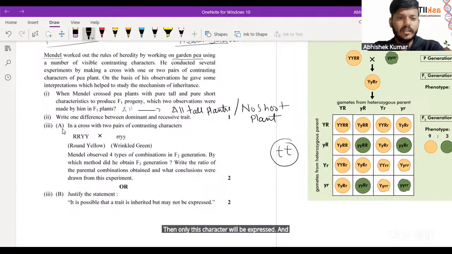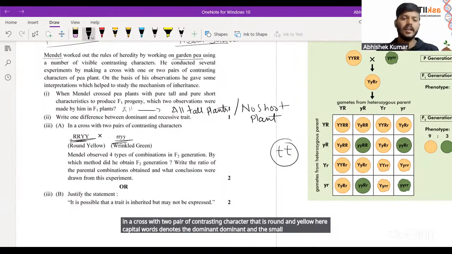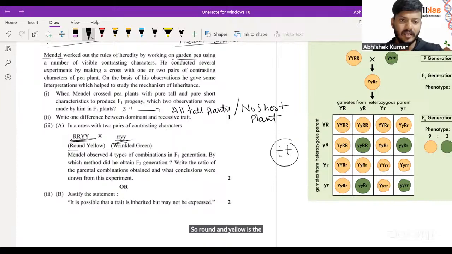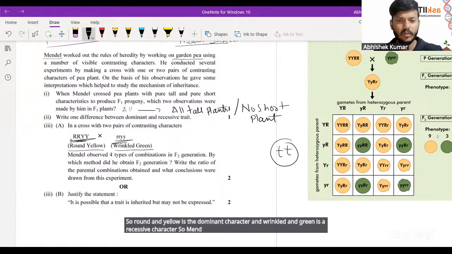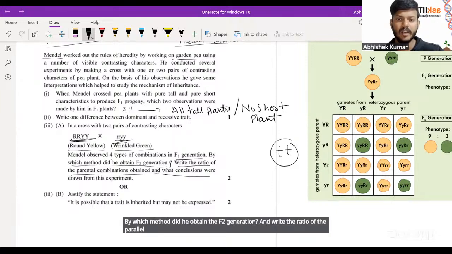And the next question is, in a cross with two pairs of contrasting characters, that is round and yellow. Here capital letters denote the dominant, and small letters tell us about the recessive character. So round and yellow is the dominant character, and wrinkled and green is the recessive character. Mendel observed four types of combination in the F2 generation. By which method did he obtain the F2 generation? Write the ratio of the parental combination obtained, and what conclusion was drawn from this experiment?